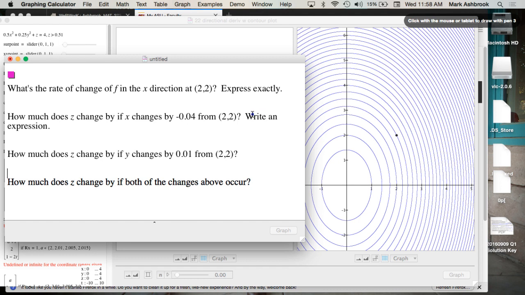This is not an estimation or numerical question. It's a symbolic representation question. Noah, thank you. Guys, what's going on? It's the partial derivative with respect to x at 2, 2. Evaluated at 2, 2.